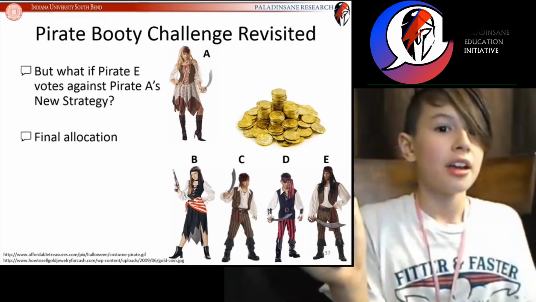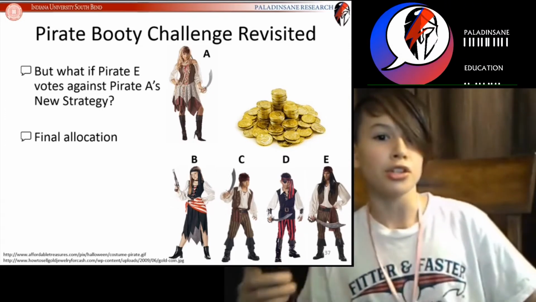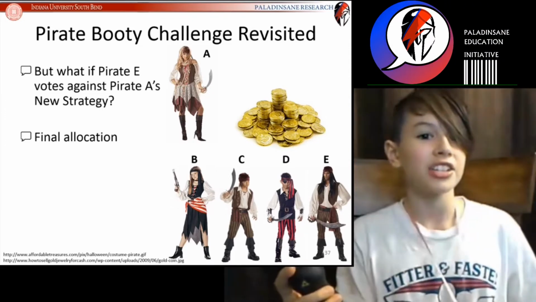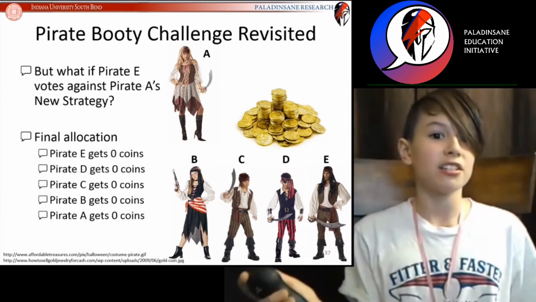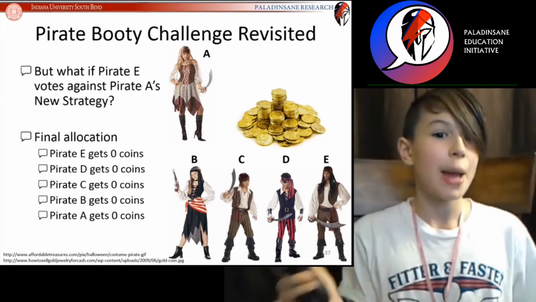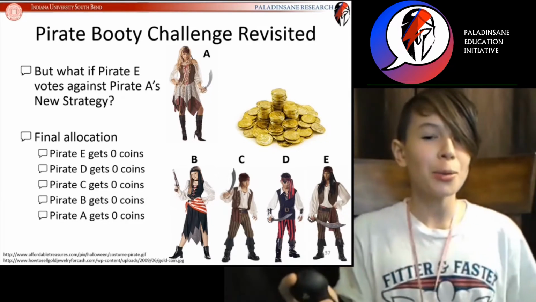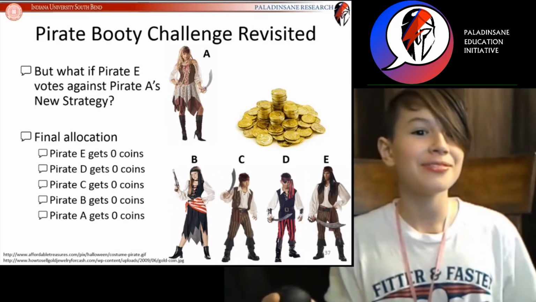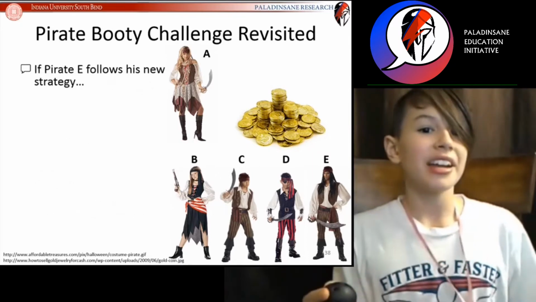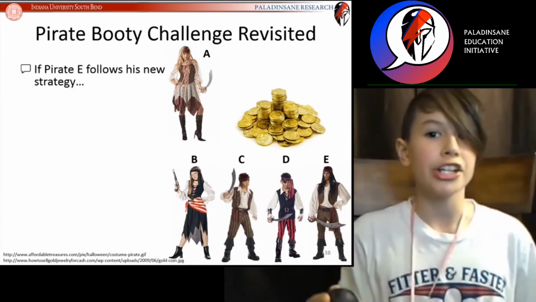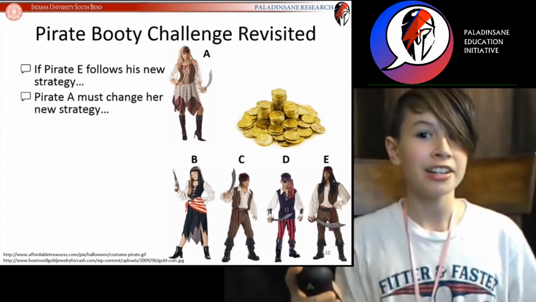But wait, what if Pirate E votes against Pirate A's new strategy? Final allocation: Pirate E gets 0 coins, Pirate D gets 0 coins, Pirate C gets 0 coins, Pirate B gets 0 coins, and Pirate A gets 0 coins. Nobody got any coins. If Pirate E follows his new strategy, Pirate A must change her new strategy.